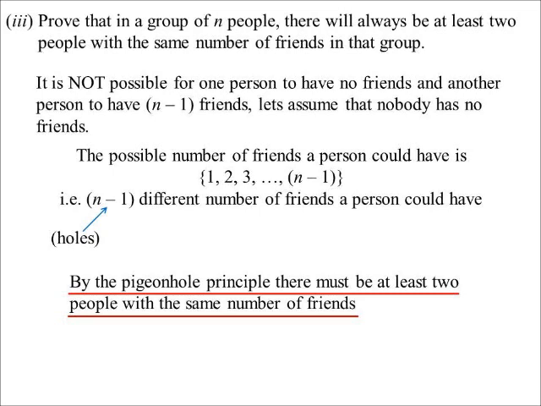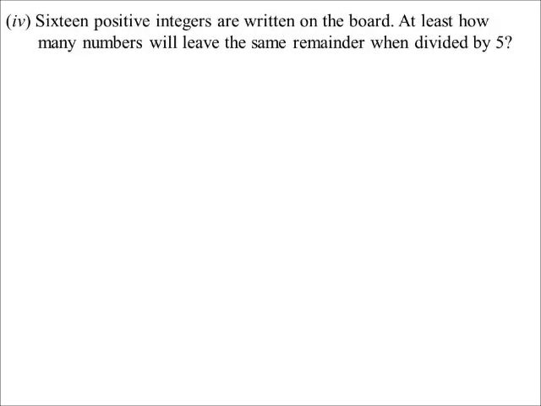Because there's more than the n plus 1. So by that pigeonhole principle, we must end up with at least 2 people with the same number of friends.